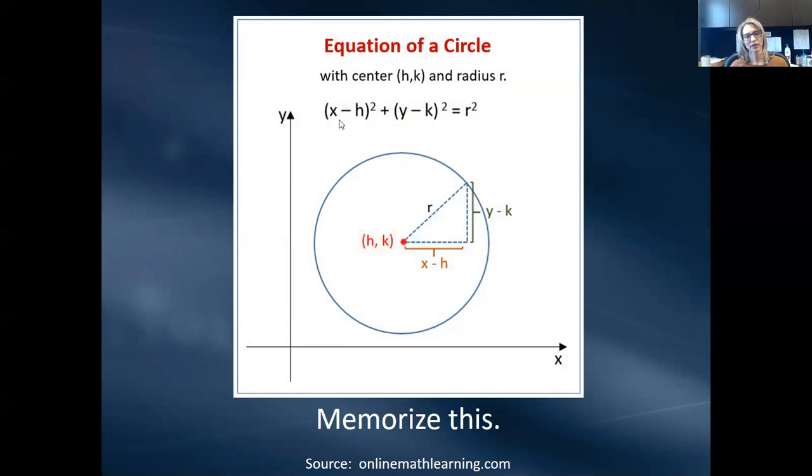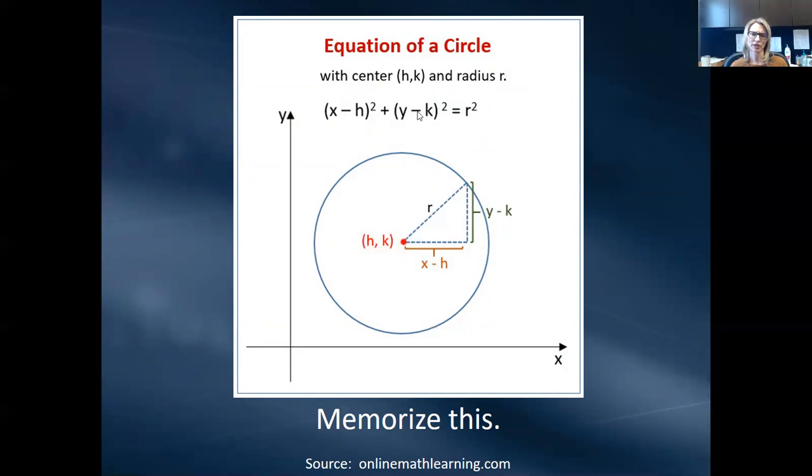Equation of a circle when the center is (h, k) and the radius is r. So this is the equation: (x minus h) squared plus (y minus k) squared equals r squared. So it doesn't equal just plain r, it's r squared. Pay attention to that. And pay attention that these are always minuses.